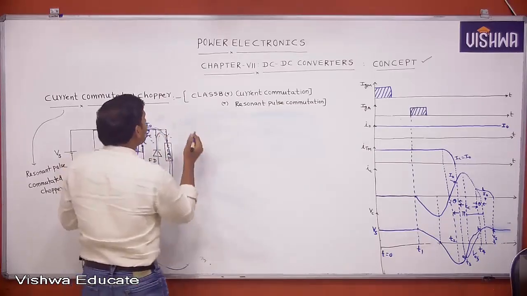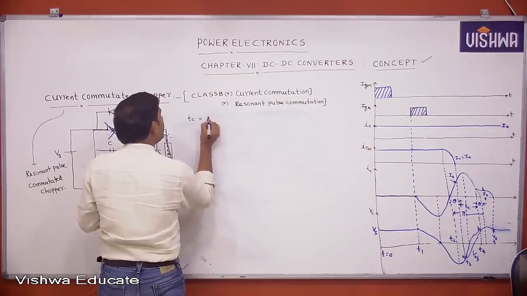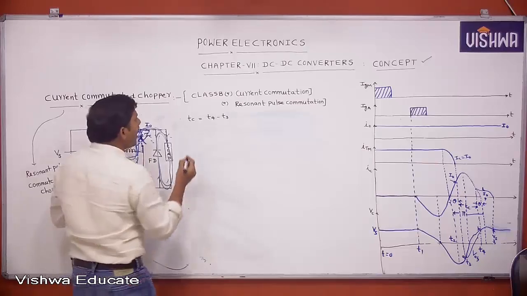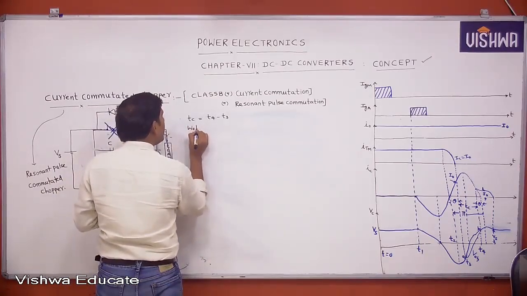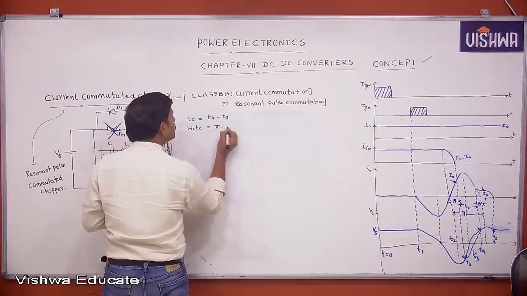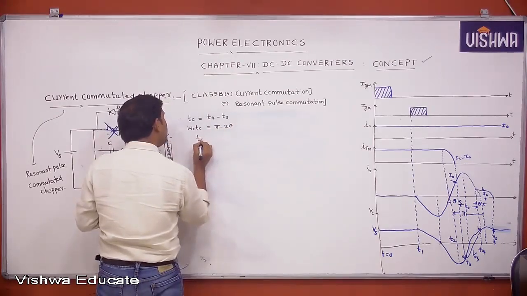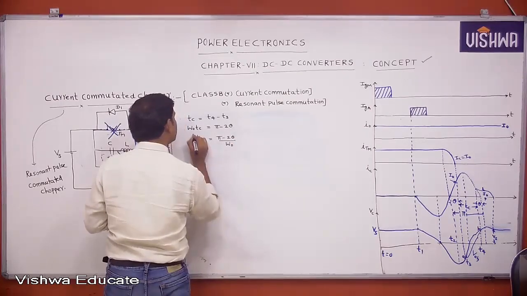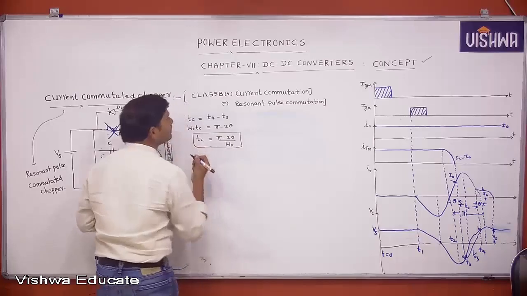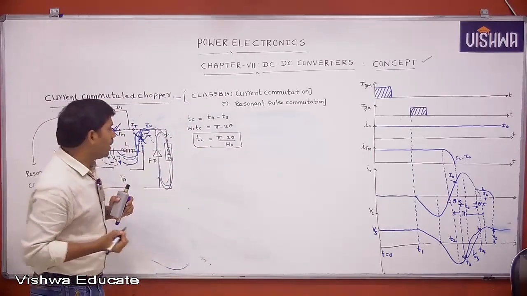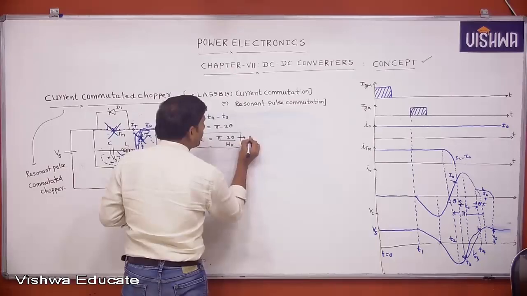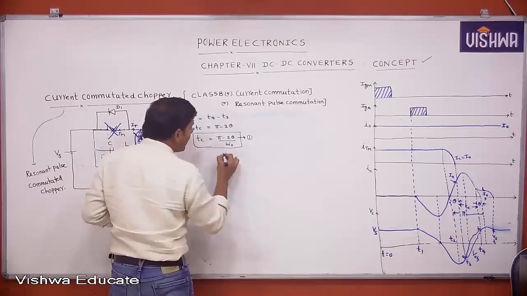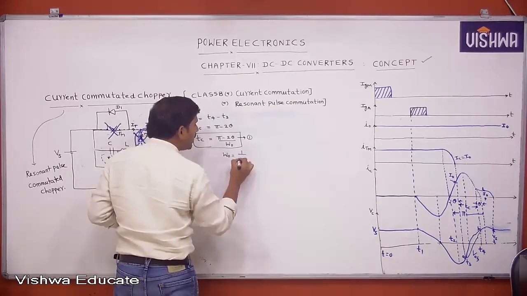The circuit turn off time is equal to T3 to T4, that is T4 minus T3. In terms of angle, omega naught Tc equals pi minus 2 theta. Then Tc equals (pi minus 2 theta) by omega naught. This is the circuit turn off time. Now, remember this equation: the circuit turn off time equals (pi minus 2 theta) by omega naught. Here omega naught equals 1 by root LC.